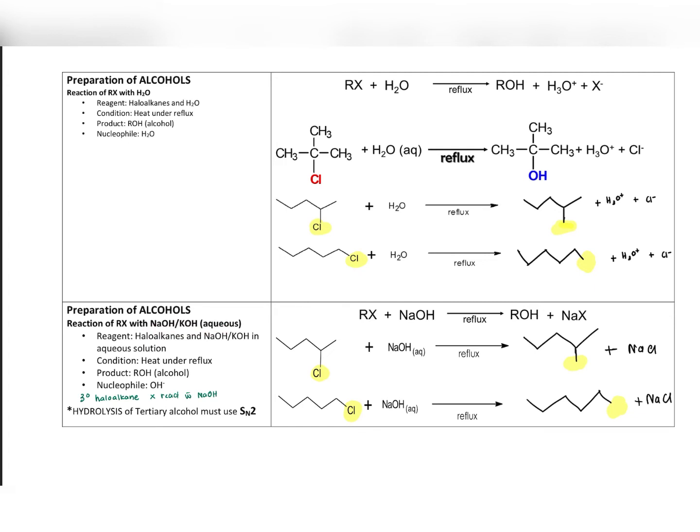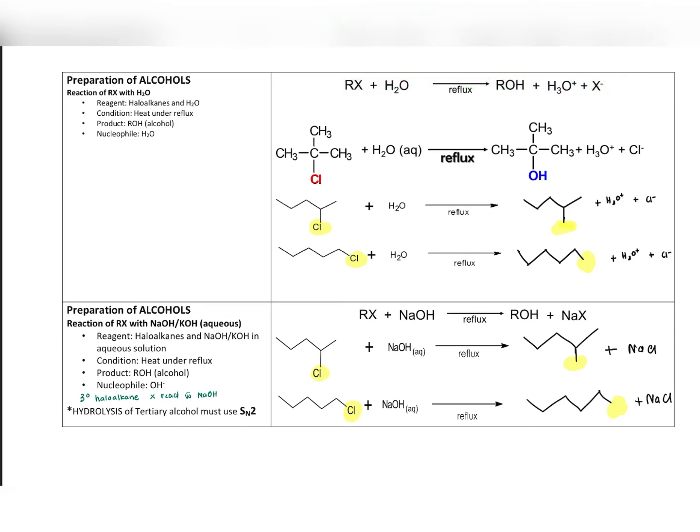Okay, so first kita tengok reaction with water. So reagent yang kita perlukan haloalkane and water molecule. Condition mesti reflux. Okay, and the product that we'll get is alcohol. So ini adalah kita punya general equation. So haloalkane react with water, under reflux akan dapat alcohol, and these are the side product lah. Kita akan dapat H+ plus dengan X minus your halide ion.